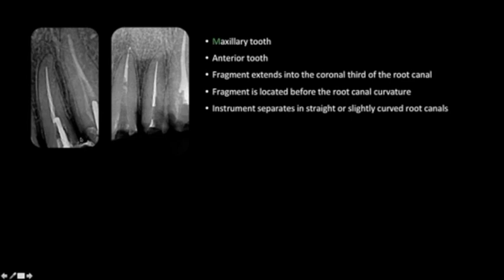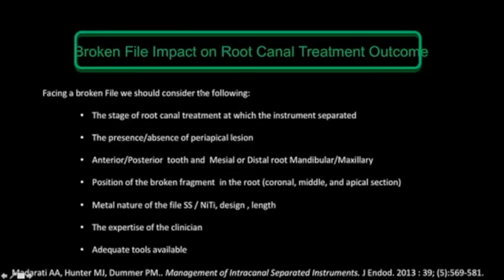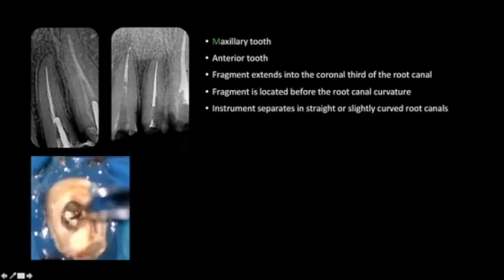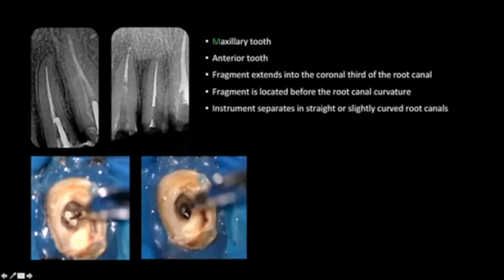So the removal of a separated instrument is more predictable in the following situation. This is the most predictable situation. It's an anterior case, a maxillary tooth, a fragment extends into the coronal part of the root canal. The fragment is located before the root canal curvature, and the instrument separates in a straight or slightly curved canal. So this is the best scenario to have when we have a broken file: anterior tooth, a big fragment, and a maxillary tooth. So visibility is to the maximum, and the case is easy to manage.